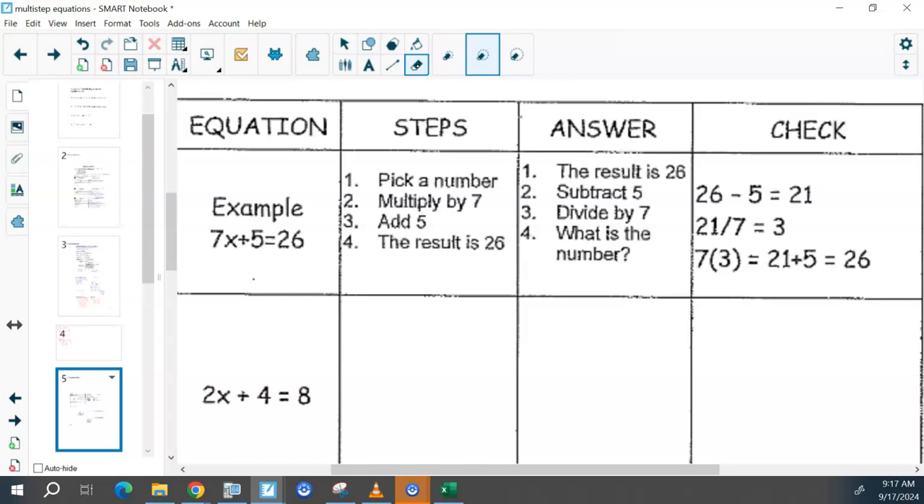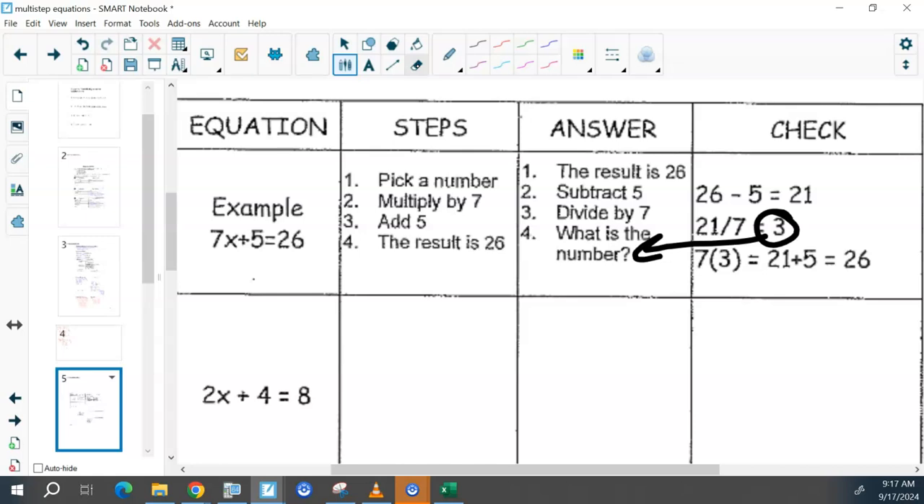Then in the answer part, it's solving it, but in words. So it's starting with 26. It's saying subtract 5 from both sides. Divide 7 from both sides. The what is the number is looking for the solution. And then the check part is actually taking these and doing it. Taking 26, subtracting 5, getting that number, dividing that number by 7, and then that number is the answer, the solution. Then the last part is just checking it like we did previously, putting that number back into the original to see does that work.